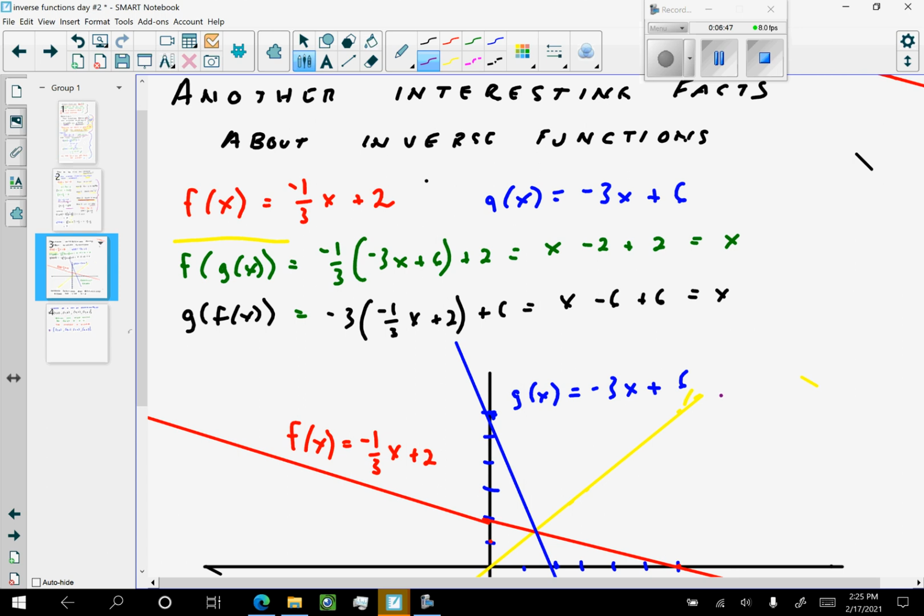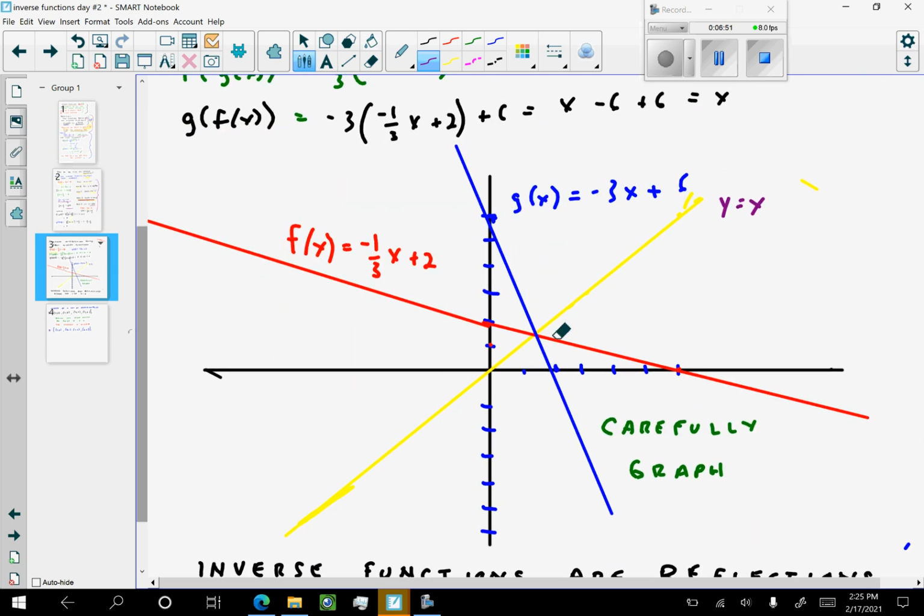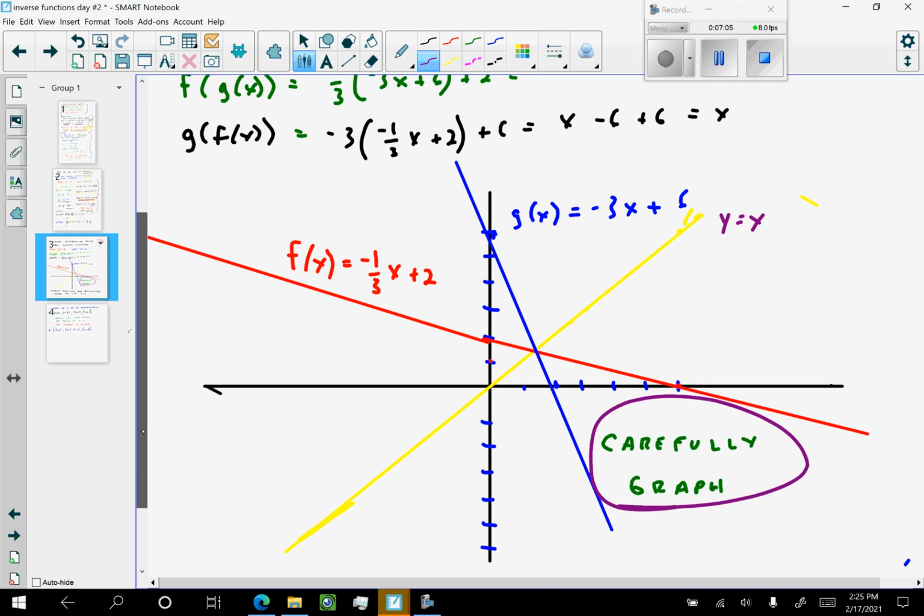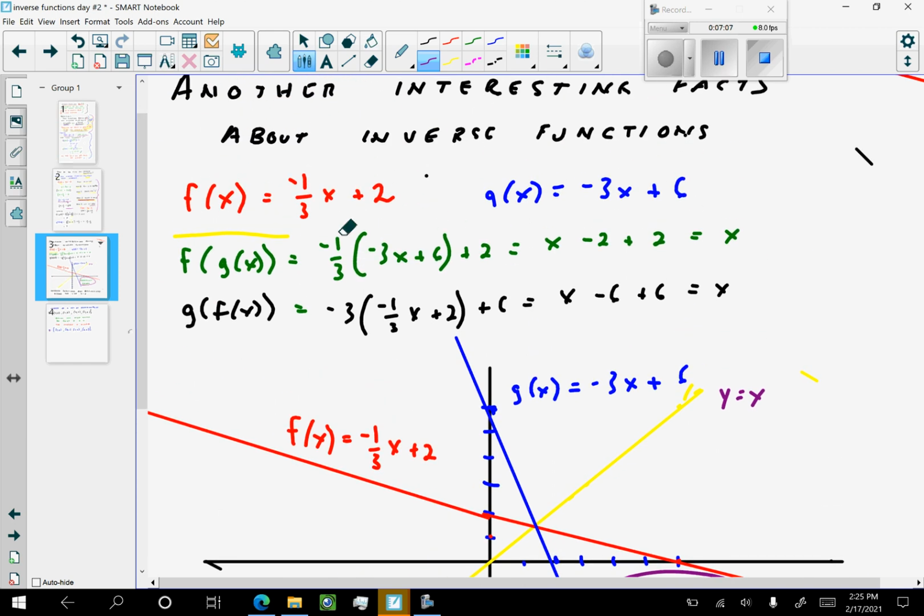So if I look at this line y equals x, this is going to be a reflection. What I have is the red line graphed and the blue line, and you can see I made a pretty picture. The blue reflected about this yellow line becomes the red. And all I have to do is carefully sketch these graphs. The first thing I did was check to see if they are inverses. That's what you always want to do.